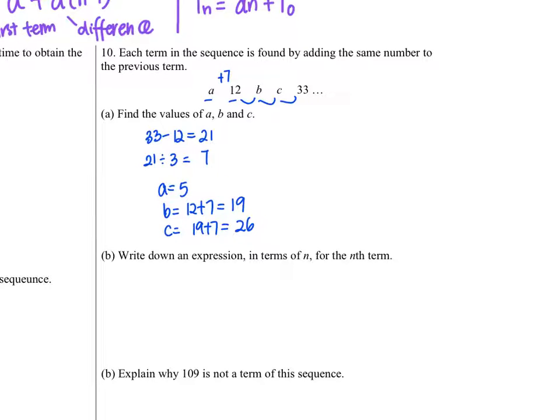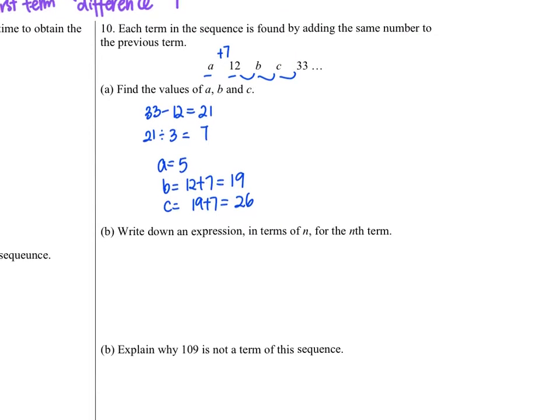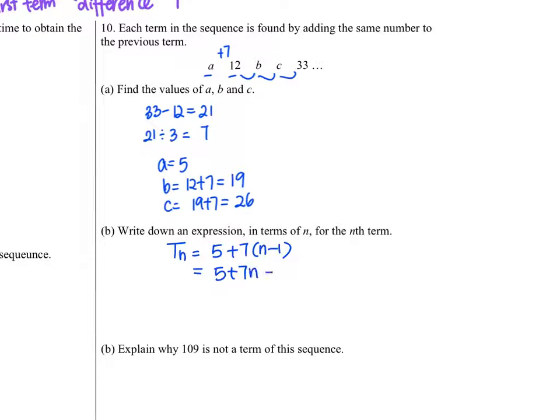Write down an expression in terms of n for the nth term. This pattern is given by Tn equals A, my first term, plus 7 times n minus 1. So this is 5 plus 7n minus 7. You need to do expansion, remember? So 5 minus 7 is negative 2, plus 7n. Or some of you might find term 0 and then get your answer from it.